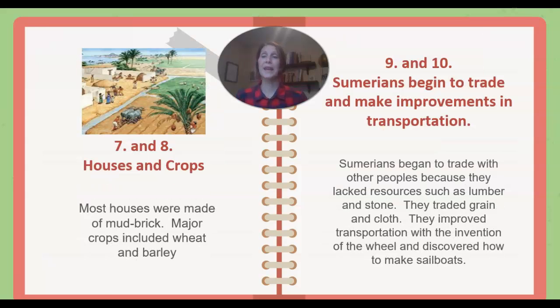Questions number 7 and 8. Most houses were made of mud brick. Major crops included wheat and barley. And then questions 9 and 10. Sumerians began to trade and make improvements in transportation. So Sumerians began to trade with other peoples because they lacked resources such as lumber and stone. They traded grain and cloth. They improved transportation with the invention of the wheel and discovered how to make sailboats.